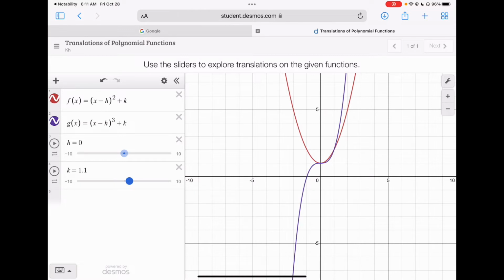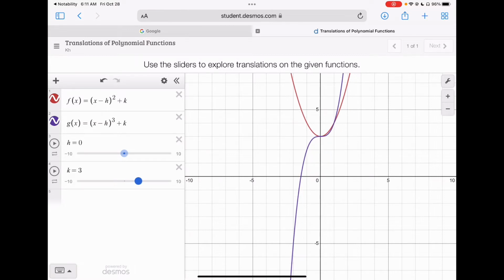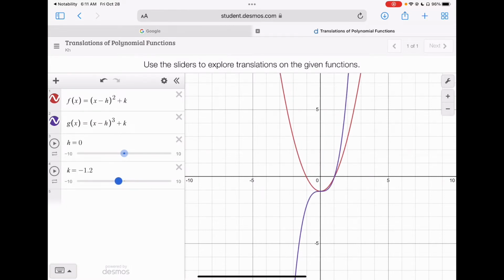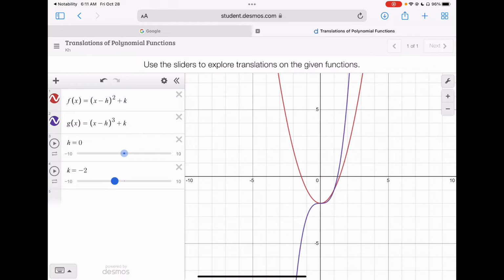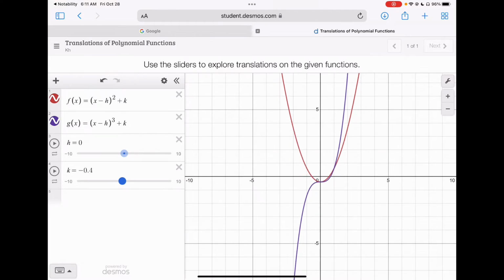So you'll see if k is positive, it shifts the graph up 3 units here. Negative shifts it down 2 units here because k is negative 2, and so on. Okay, and this link will always be active as long as you're in this class, so you can always come back here and play around with it if you'd like. You can also use this same page if you wanted to type in another function and see how it changes as well.